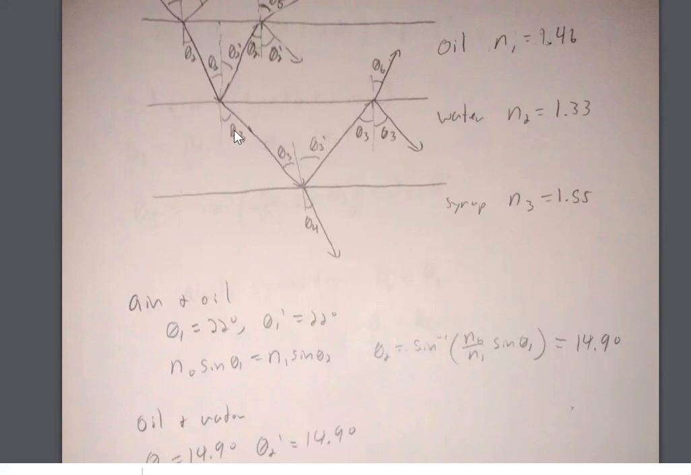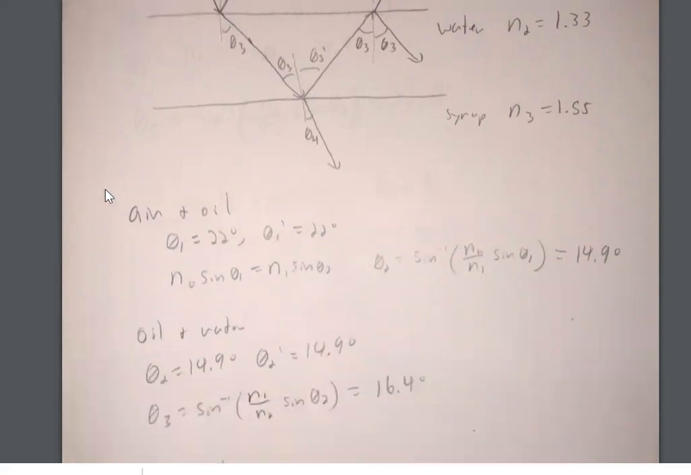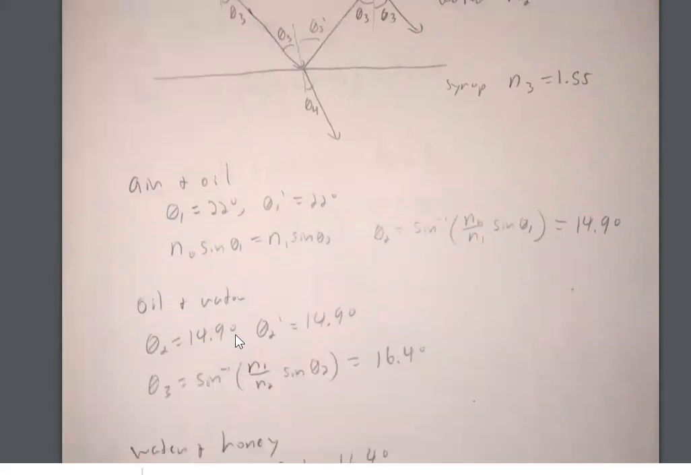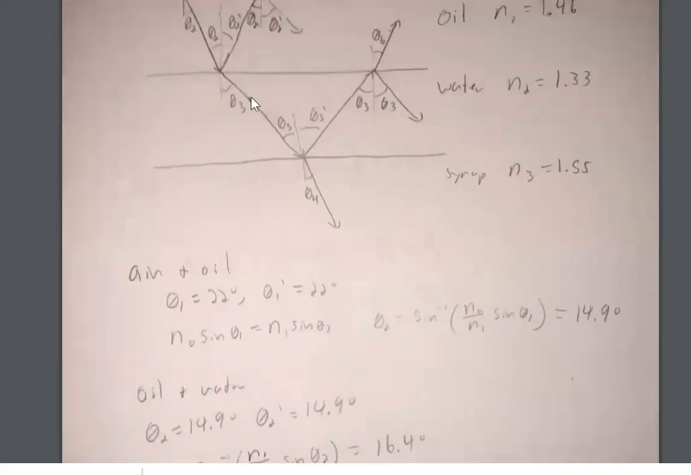And we can calculate our θ3 here with Snell's law. I've done this here. It's the exact same as we did before. And so we find an angle of 16.4 degrees. Okay. Well, going on, once again, this triangle is similar to this triangle.